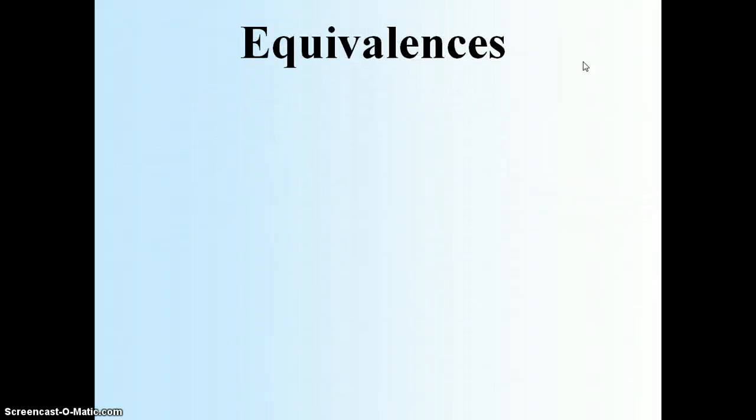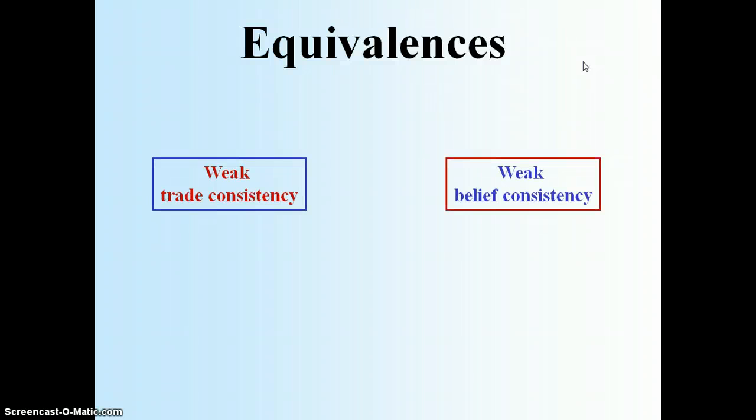Now we state some equivalences of consistencies, which is the main result of our paper. The first one is rather simpler than the other one. Weak trade consistency happens to be equivalent to weak belief consistency. This is our first theorem. This theorem generalizes a theorem for finite spaces.